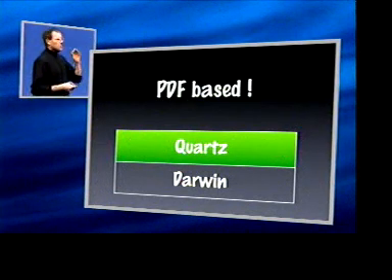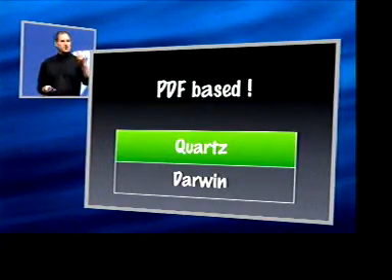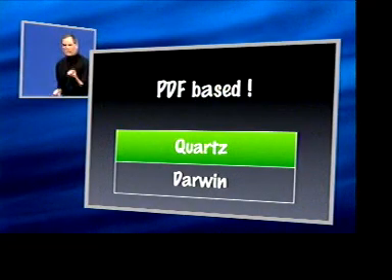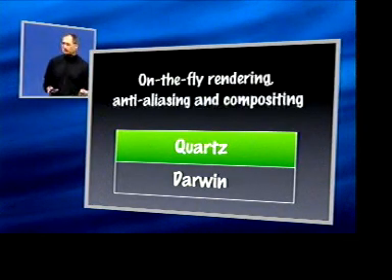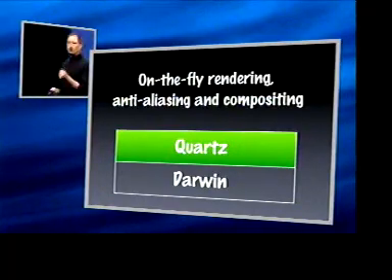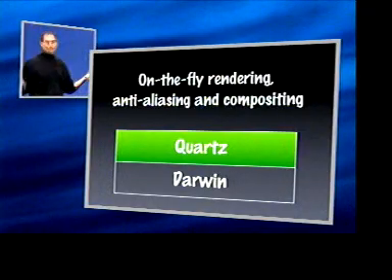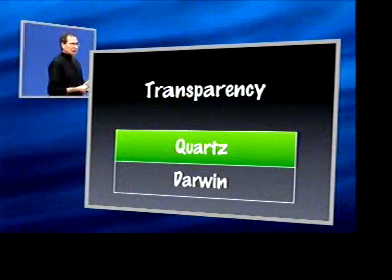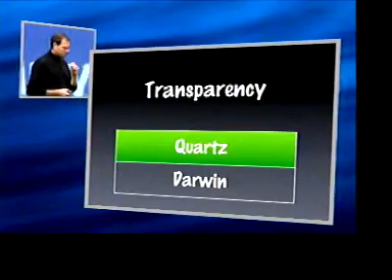So let's take a look at Quartz. Quartz is PDF-based. What does that mean? You know when you go to the web and you see PDF documents, you read them with Acrobat, this great technology invented by Adobe? Well, that technology is now at the core of Mac OS X's graphics. So you can image PDFs instantly. We have on-the-fly PDF rendering, anti-aliasing, and compositing, which will blow you away, built at the core of the OS. So now all applications get this for free. And we have built-in transparency into the model. And I'll show you that in a few minutes.